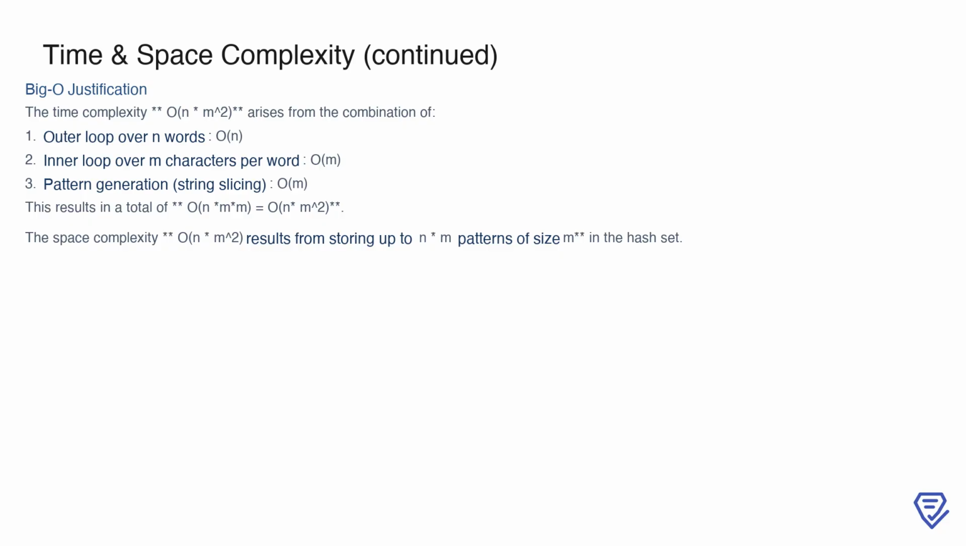Together, these steps contribute to a total complexity of n m, which simplifies to n m squared. For space complexity, the dominant factor is the hash set, which can store up to n m patterns, with each pattern being a string of length m. This results in a space complexity of n m squared. Thus, both the time and space complexities are driven by the interplay of the number of words, the length of each word, and the operations required to generate and store patterns.